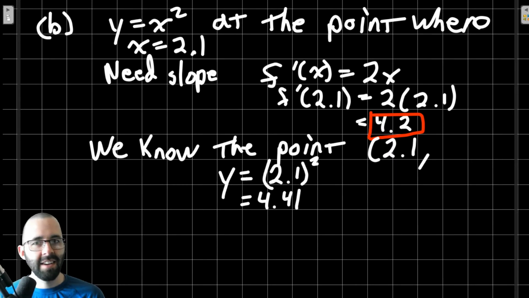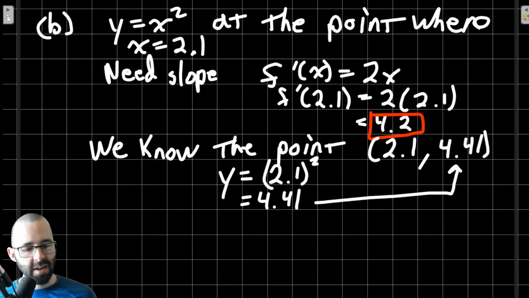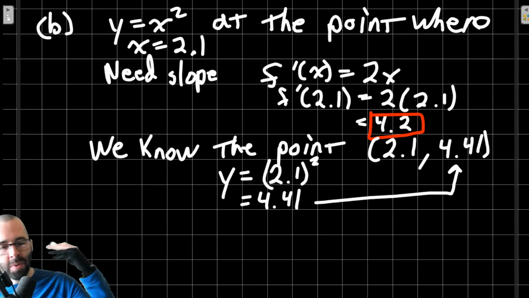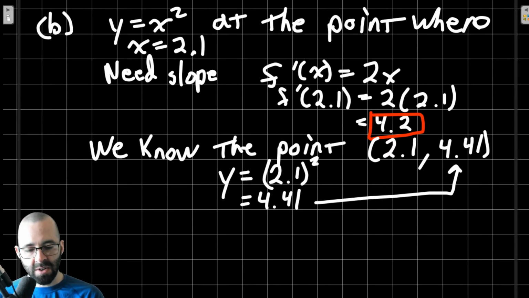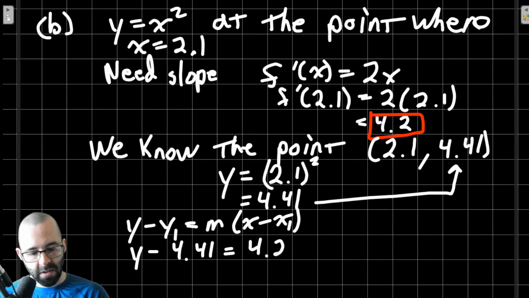All right. And it is positive, right? So that's the y coordinate. So we'll just plug that in. 4.41. And that's where it comes from. So we know the slope. We know the point. We can find the equation of the tangent line now using point slope form, which again is y minus y1 is equal to m times x minus x1. The y coordinate is 4.41, just like we found before. The slope is 4.2. And the x coordinate is 2.1.